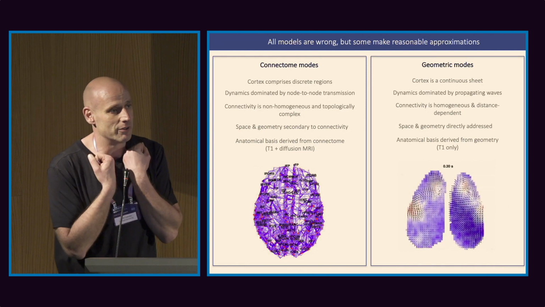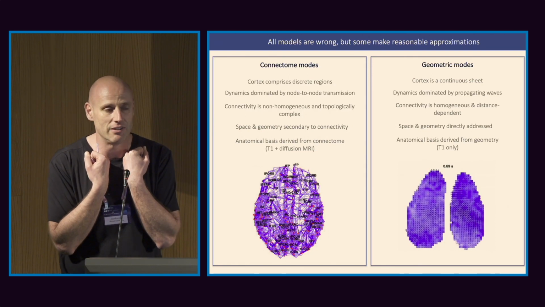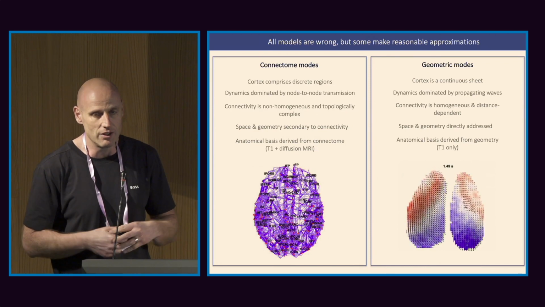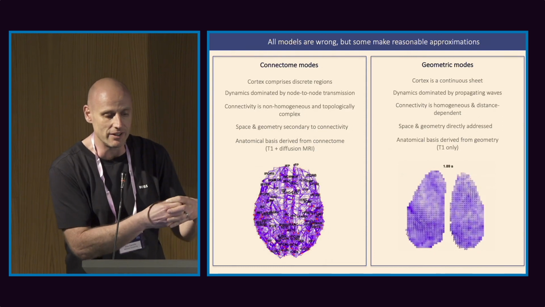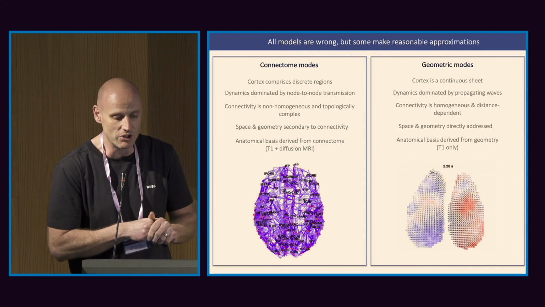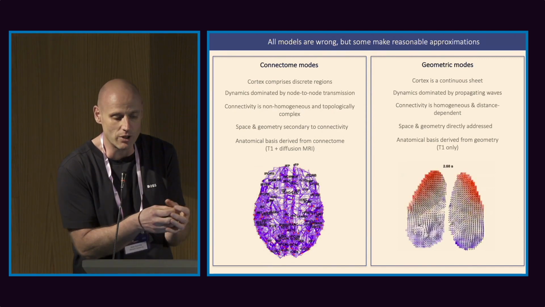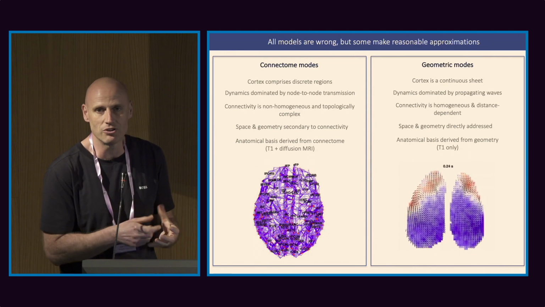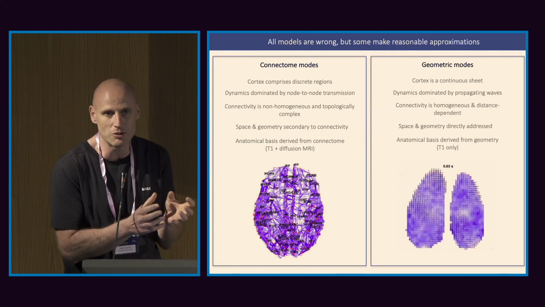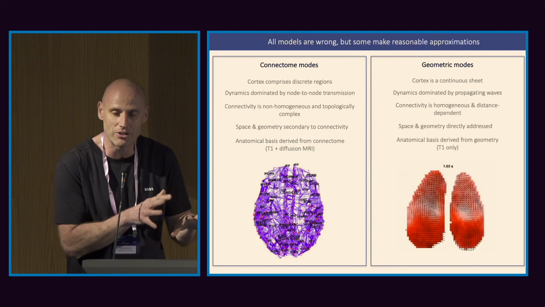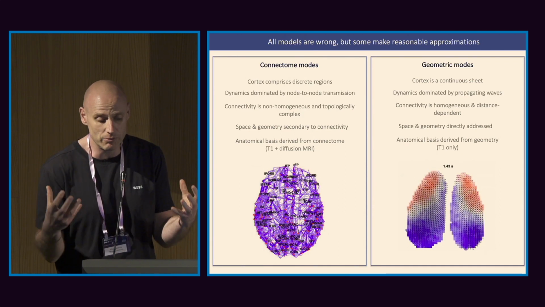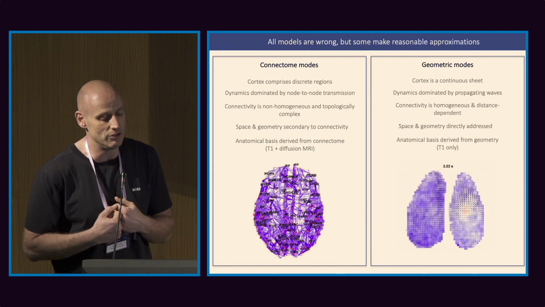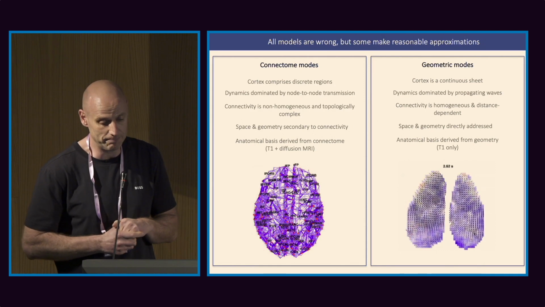But we're faced with a choice. If we want to look at them in the context of the brain, what do we do? We've got 2 different views saying that we should generate our eigenmodes in different ways. We've got the classic connectome-centric view, where we view the cortex as comprising these discrete areas. Dynamics are dominated by node-to-node transmission. We think that connectivity is anisotropic and topologically complex, and we want to capture all of that complexity. We're not really focused on the physical constraints of the brain. We're not really considering spatial or geometric constraints. You can do that secondarily, but it's not baked into the model. And because we're really interested in connectivity, then that means we need to map the connectivity. So we would derive our basis set using a combination of T1 and diffusion MRI data.